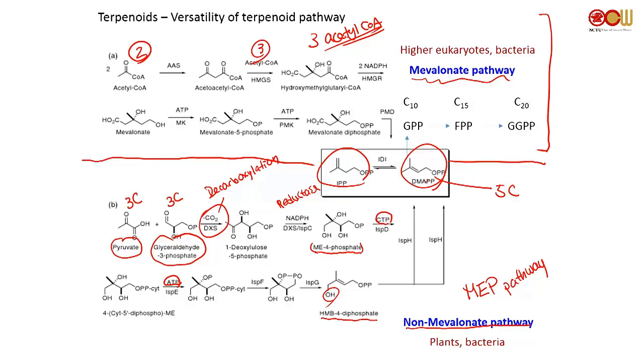You don't have to remember the details of the pathway. Just remember the difference between the non-mevalonate pathway and the mevalonate pathway. My purpose is for you to know that the mevalonate pathway comes from acetyl-CoA, and the non-mevalonate pathway comes from pyruvate and glyceraldehyde 3-phosphate.